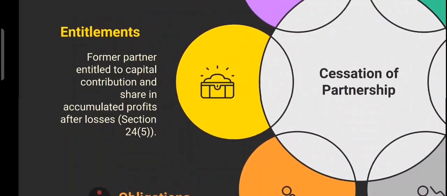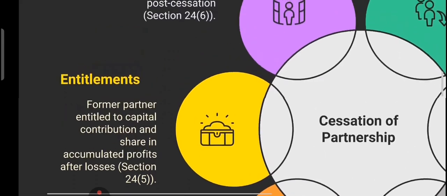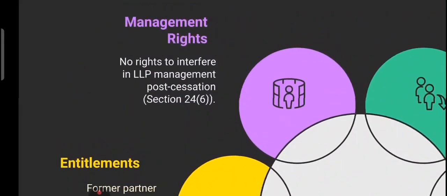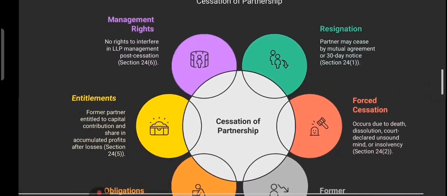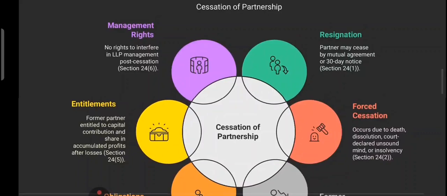Then we have entitlement. The former partner has the right to get back their capital and share in profit after losses are adjusted. Then we have no more management right. When a partner exits, they can't interfere in the management of the LLP anymore. So to summarize the cessation of partnership journey in the LLP, the responsibility and rights are carefully protected by the law.